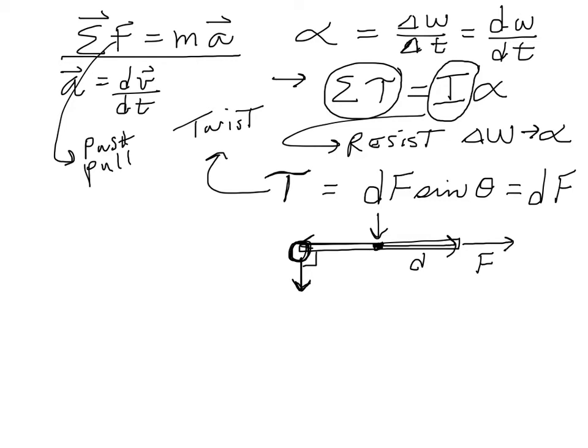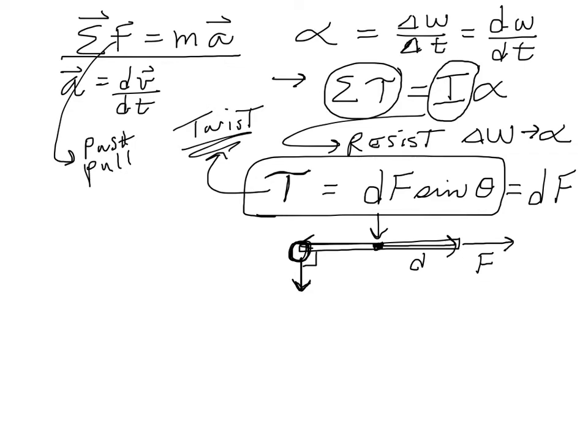Now, I can adjust the torque by adjusting the angle, adjusting the distance, and adjusting the force. All three of those things will determine how much twisting force I get. But how much acceleration I get also depends on the mass of the bar.